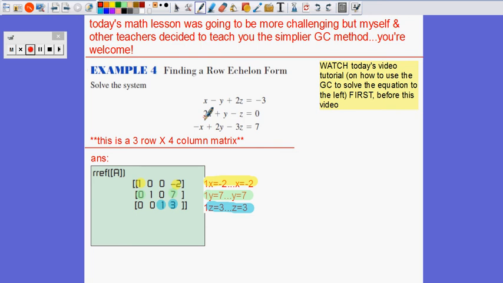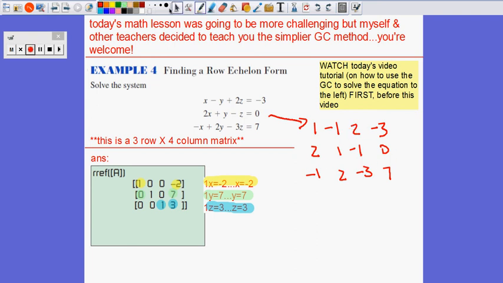Based on that tutorial, you should know that you enter this system into your calculator as a 3 row by 4 column matrix: 1, -1, 2, -3, 2, 1, 2, -1, 0, -1, 2, -3, 7. I get those numbers from the coefficients here, and I wrote it all there. So that's what you're going to enter in your calculator.